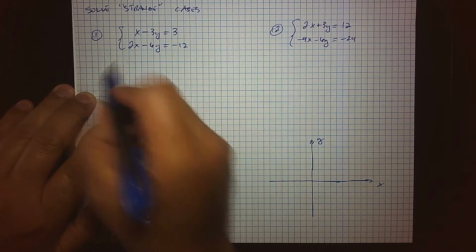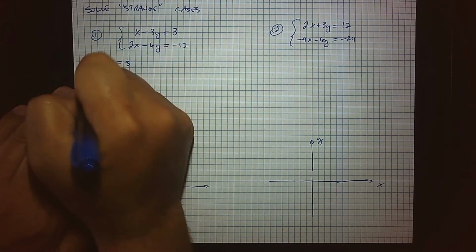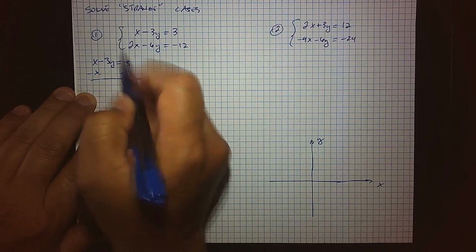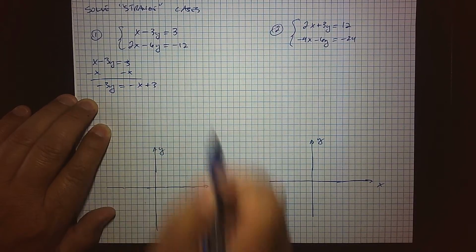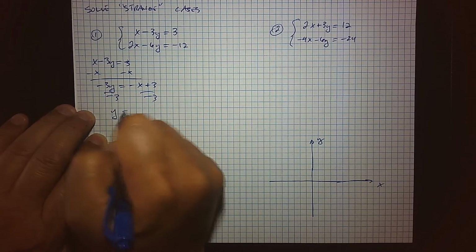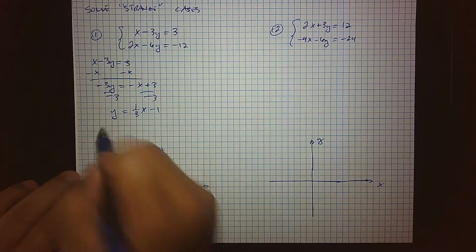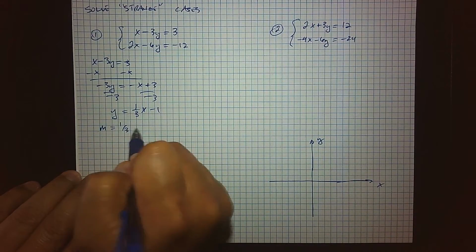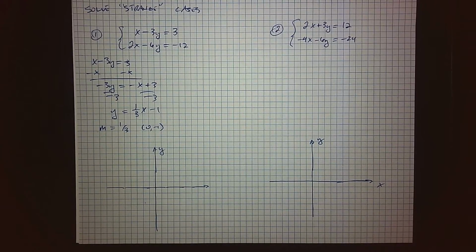So on the first one, when I do that, here's the first equation, right? I'll begin by subtracting x from both sides. It is negative 3y equals negative x plus 3. If I divide everybody by negative 3, we get y equals 1/3 x minus 1. So in this case, my slope is 1/3, and my y-intercept is (0, negative 1). So we'll graph that in a moment, but there's the information for the first equation.